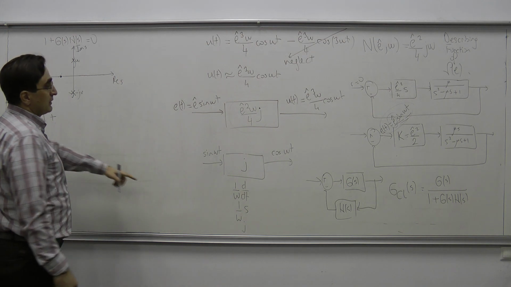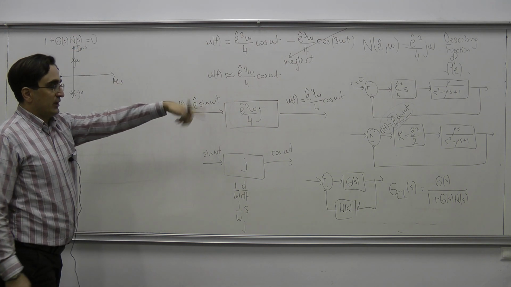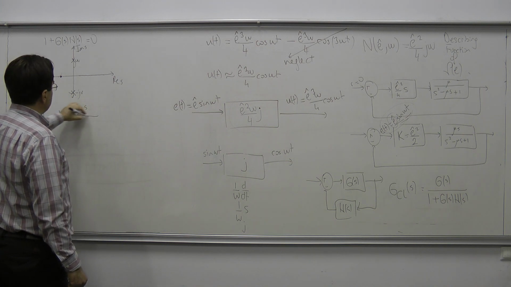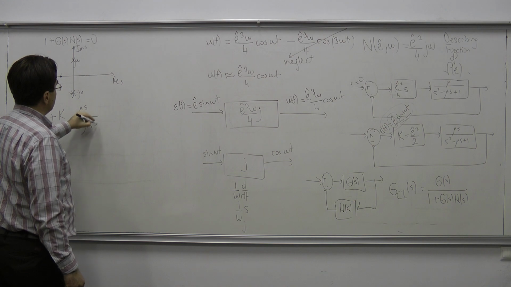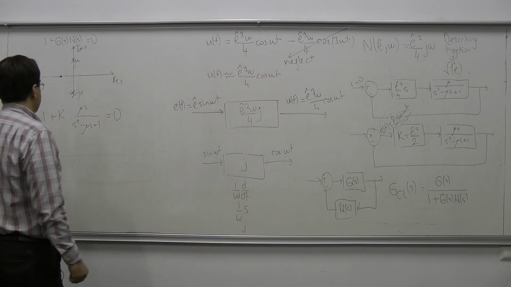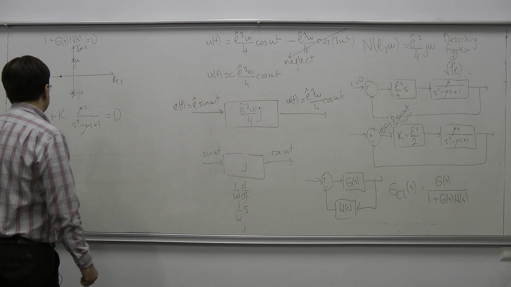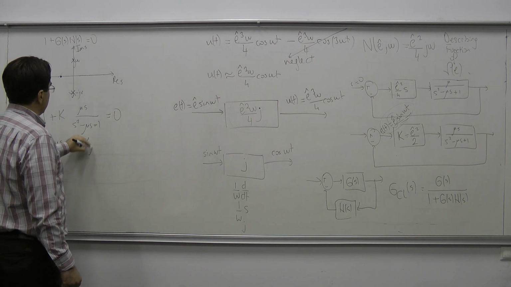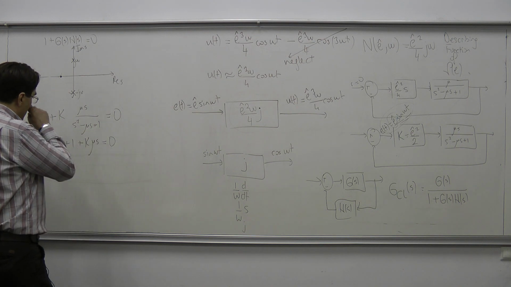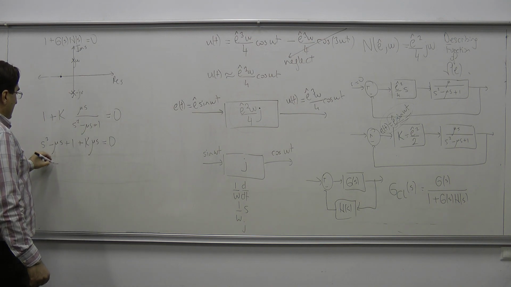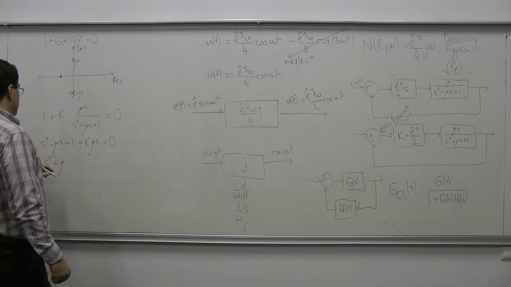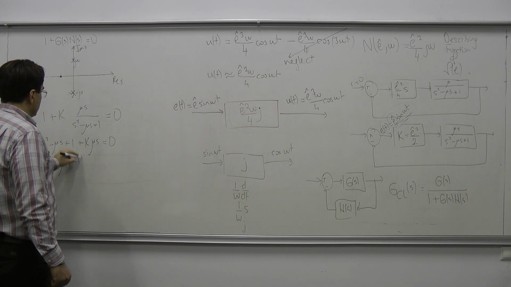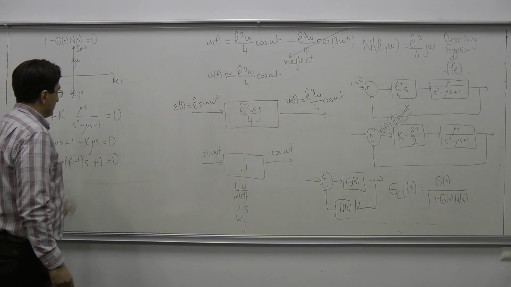1 plus GH, where GH is everything in the loop, the open loop transfer function, K times mu s over s squared minus mu s plus 1, is equal to 0. Then let us find the characteristic polynomial: s squared minus mu s plus 1 plus k mu s is equal to 0. And then this is s squared plus mu (k minus 1) s plus 1 is equal to 0.